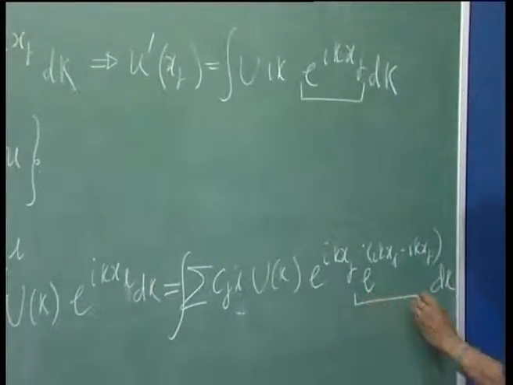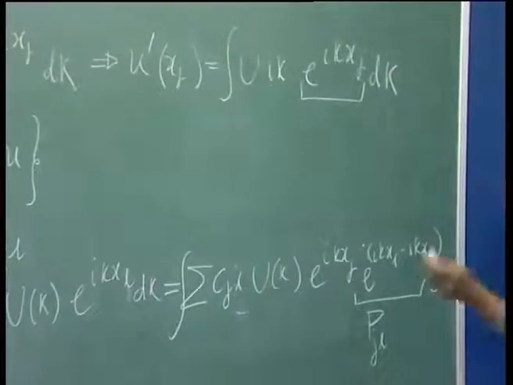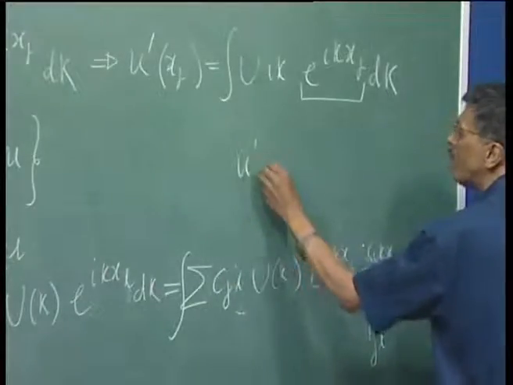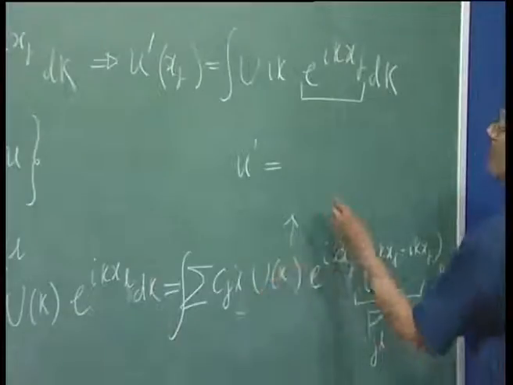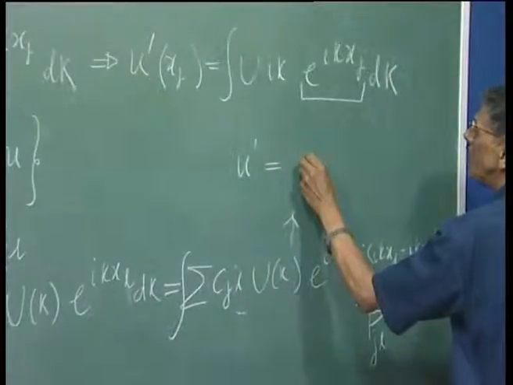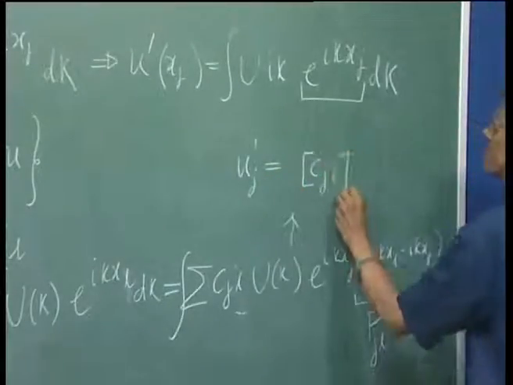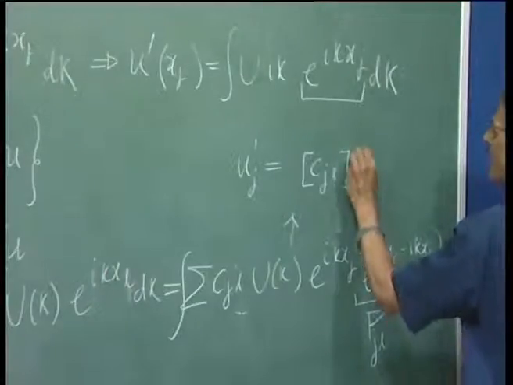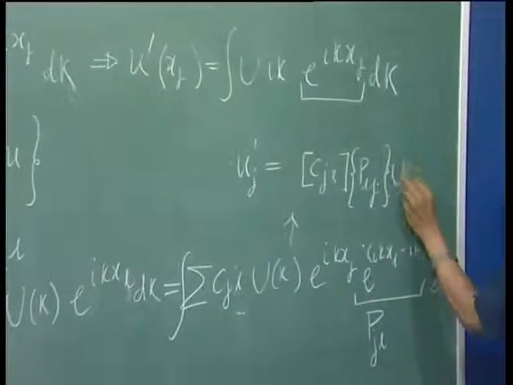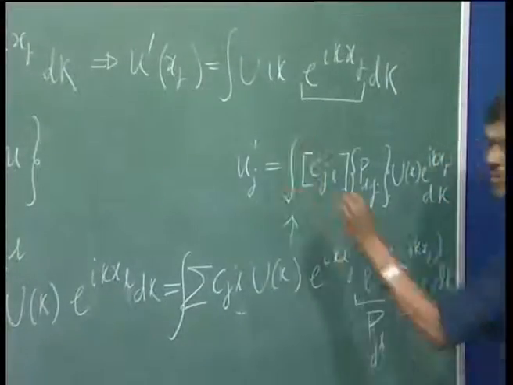So, this quantity, if I call this as some kind of a projection operator that is projecting the lth node to the jth node, then what you are seeing here is basically you are getting u prime as something like C j L. So, if I look at it like this, it will be multiplying by P L j times u of k e to the power I k x j d k, and this is this.